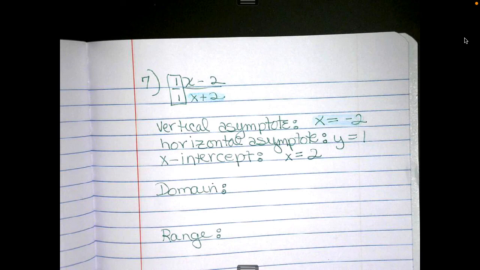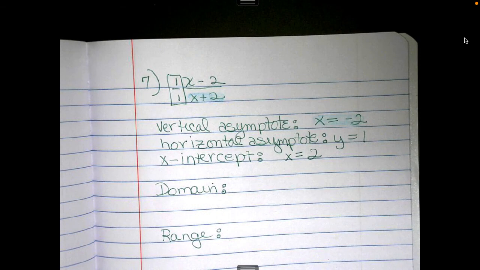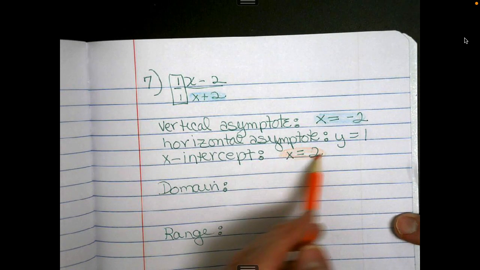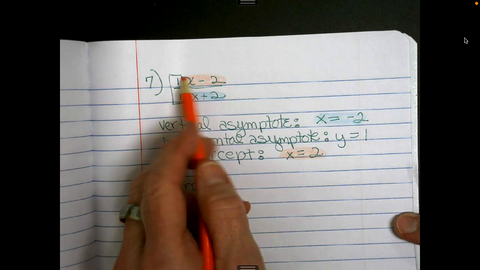I think the holes were yellow, weren't they? Whatever color x-intercepts were. We'll look back. Did we have any on this lesson? I don't have it there. So you can make it any color you want. I'm going to make orange, just so you can tell where it comes from. Okay.